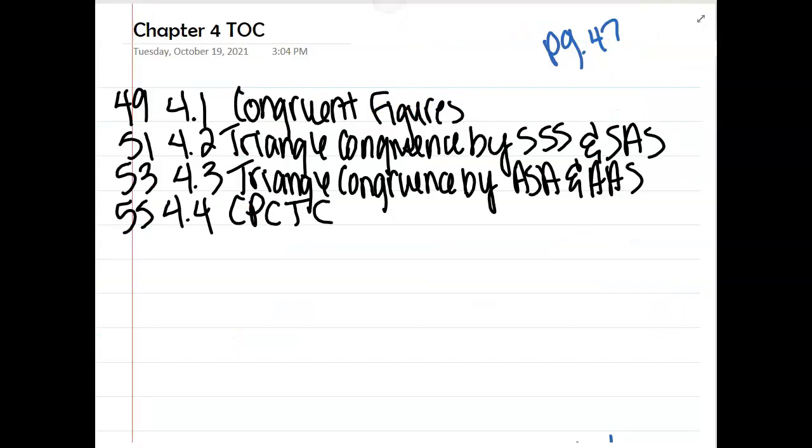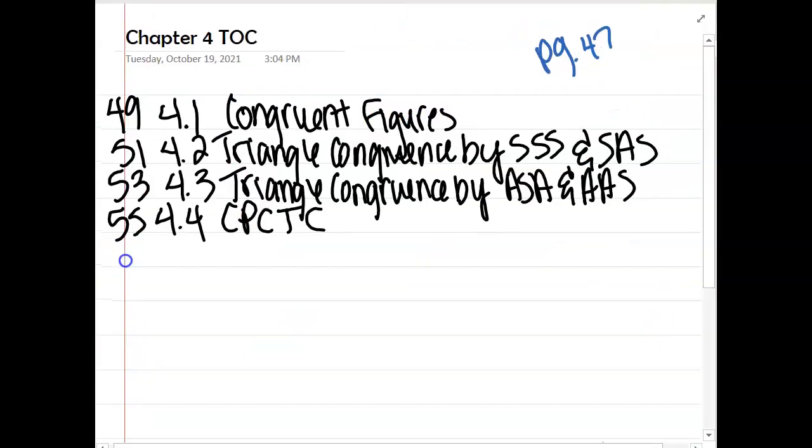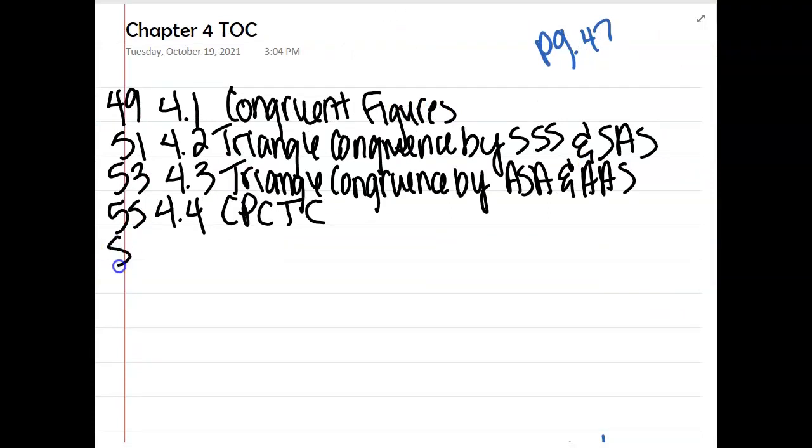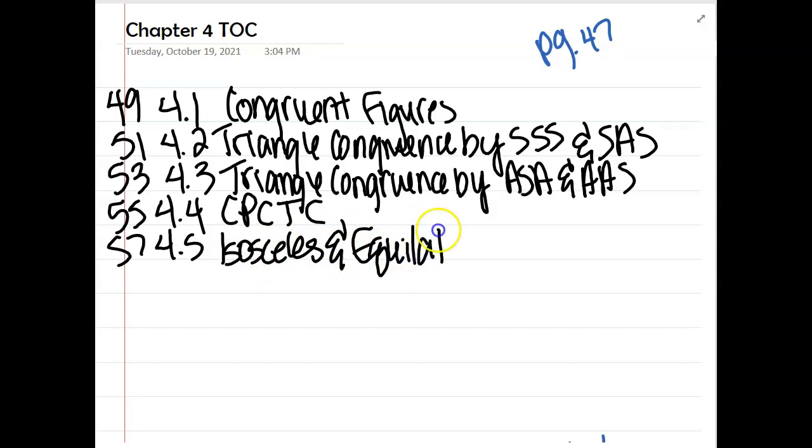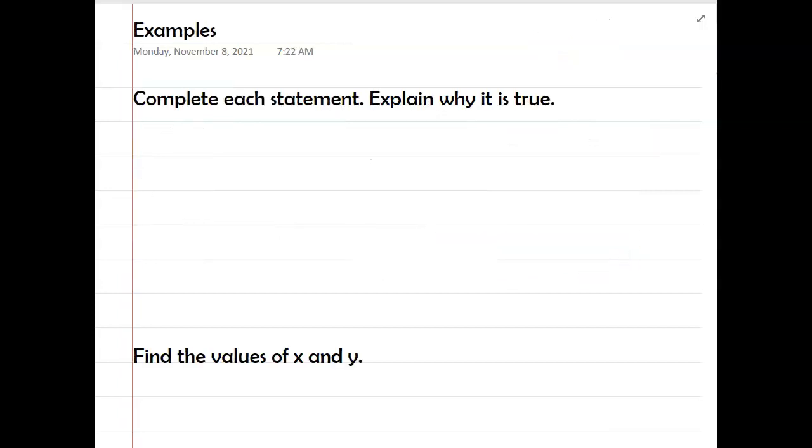All right, let's get this glued into page 57. This is section 4.5, and we are talking about isosceles and equilateral triangles. Okay, so first thing, I'm going to give you a diagram, and then I'm going to give you some statements. We're going to complete the statement, but then we also have to explain why it's true.